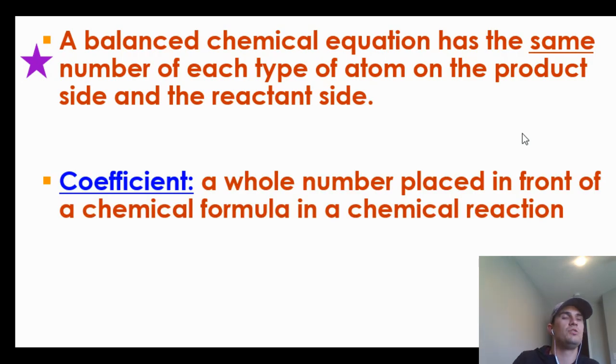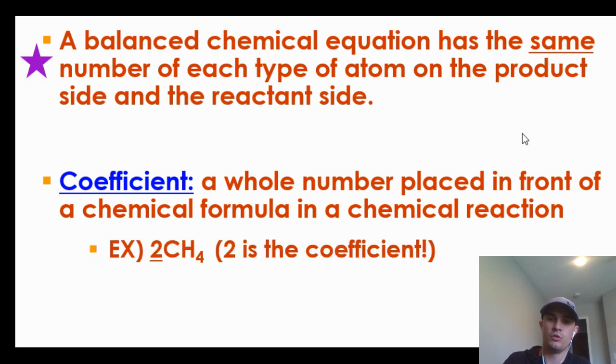So now to the balancing part. A balanced chemical equation has the same number of each type of atom on the product side and the reactant side. And that goes back to the conservation of mass. What we put in is what we get out. So we have to use these numbers that we call coefficients to help balance it. A coefficient is a whole number that's placed in front of the chemical formula.